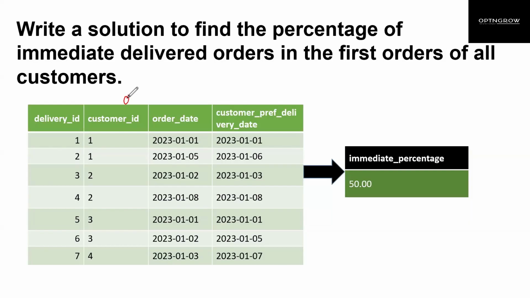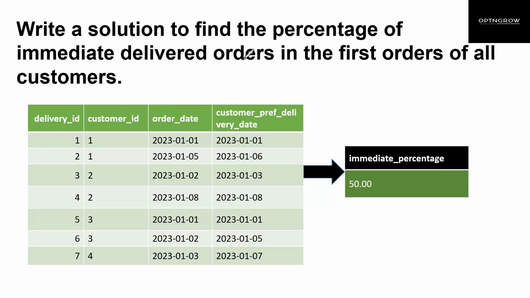So this is our input table, delivery. It has 4 columns: delivery ID, customer ID, order date, and customer's preferred delivery date. What we have to do is write a solution to find the percentage of the immediate delivered orders in the first order of all the customers.